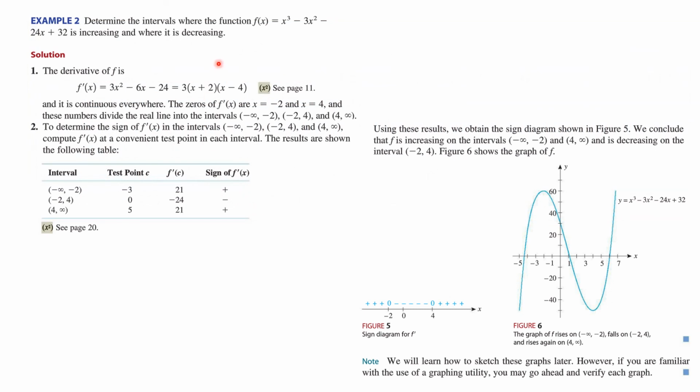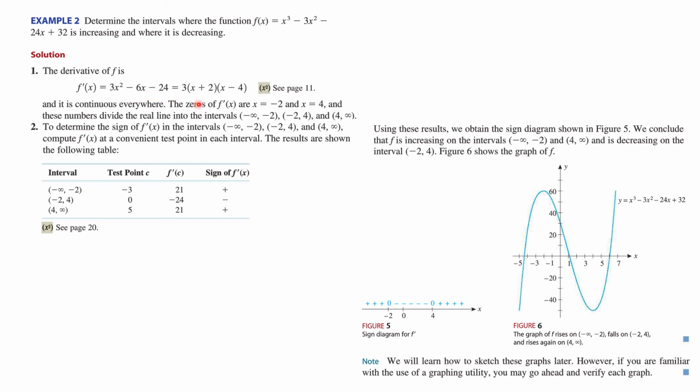Let's do an example. Determine the intervals where the function x cubed minus 3x squared minus 24x plus 3 is increasing, and where it's decreasing. We're following that recipe again. So the first thing is we'll take the derivative of f. The derivative of this function is going to be 3x squared minus 6x minus 24, and we're going to want to solve when is that equal to 0 or when is it discontinuous. Well, it's continuous everywhere because it's a polynomial, and so we're going to factor it.